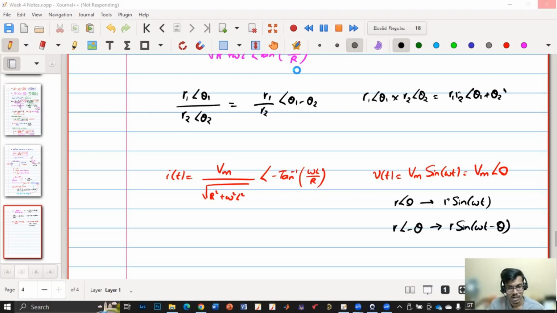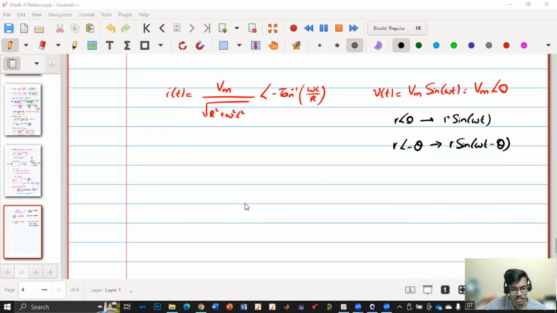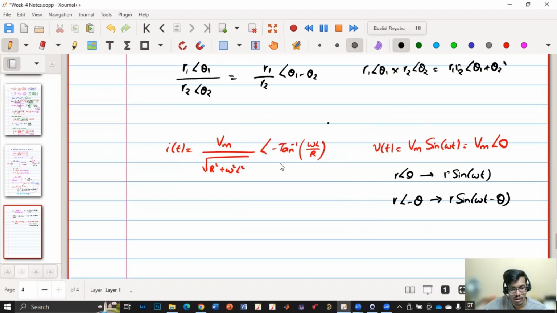So we have started with this notion of representing V sine omega t as some R angle 0, or Vm angle 0. So when there is omega t plus some angle, we have represented it as Vm angle 0. But if I have R angle minus theta, it can be written as R sine omega t minus theta, because minus theta is there. So in such cases, my I of t is as shown here, Vm by square root of R square plus omega square L square, angle minus tan inverse omega L by R. If I write this in sine terms, what will be my expression? Can someone tell me? We are just mapping between two notations: one is the time domain, one is the phasor domain.